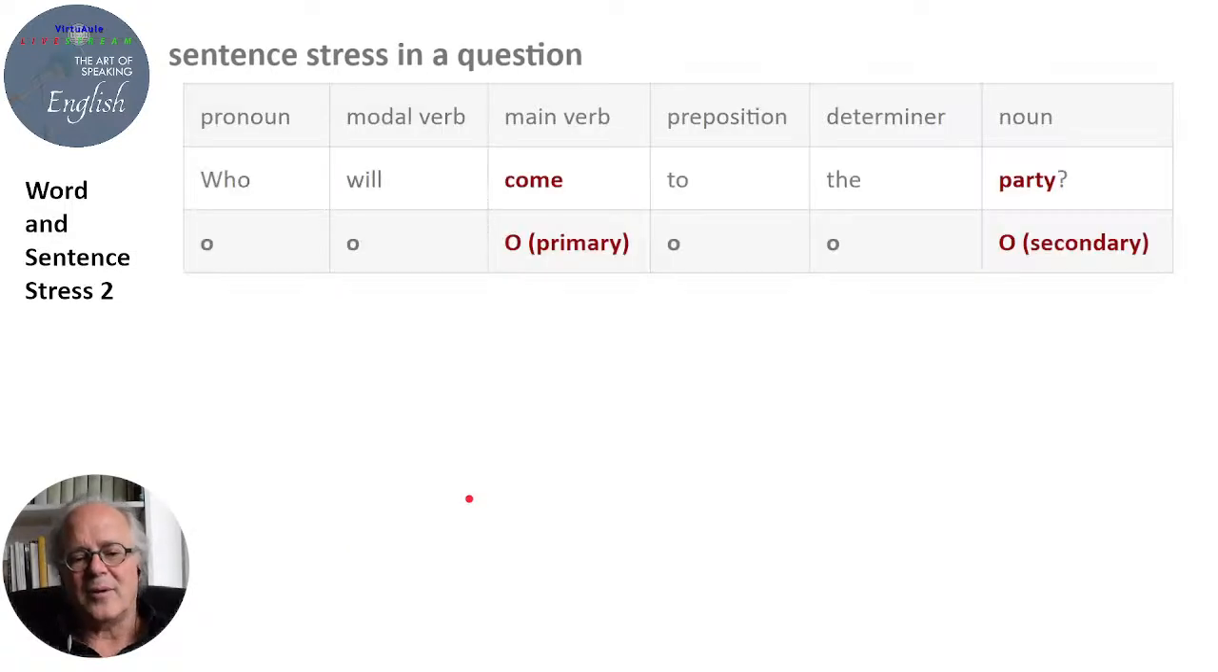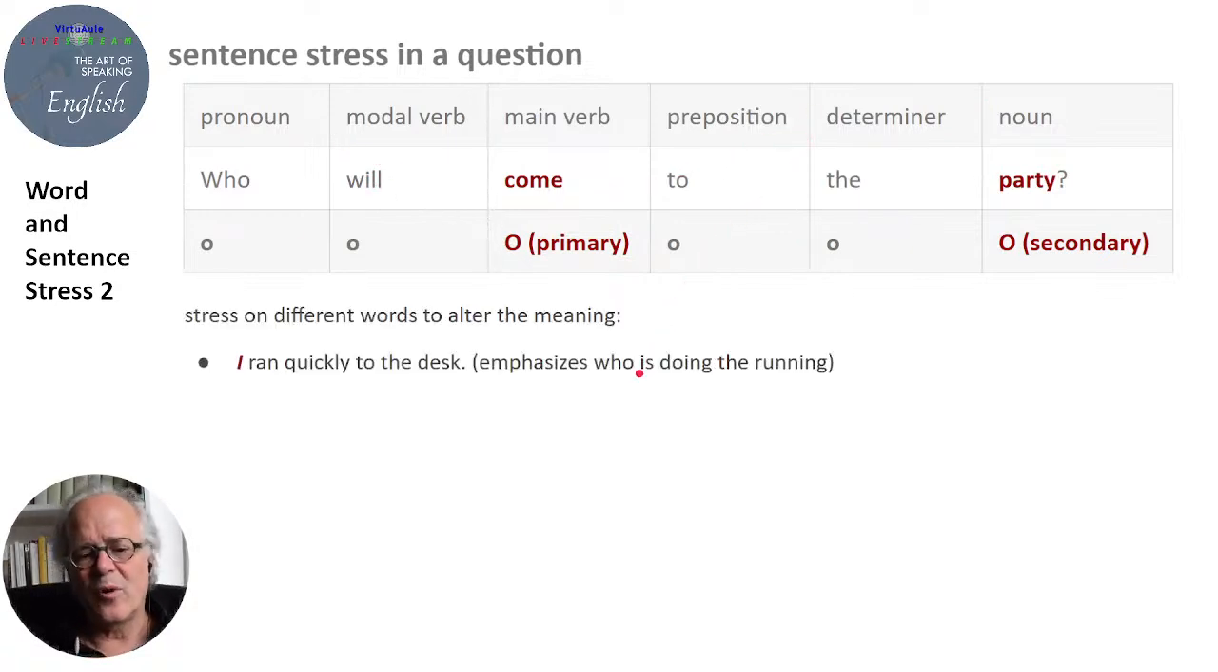Let's look at a question. Who will come to the party? Come is the main verb. Party is the noun. So all of the other words are non-stressed, but there is kind of a rising intonation here, lowering and rising. This is particular for an information question.